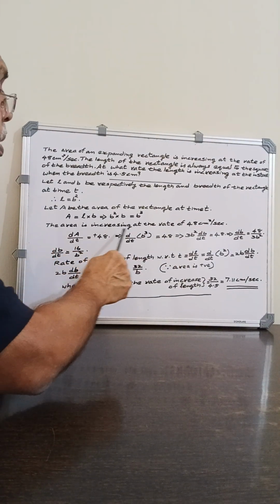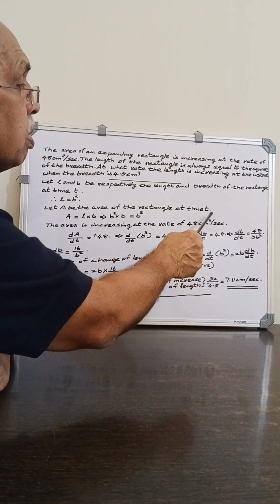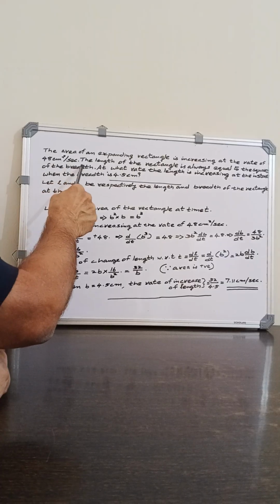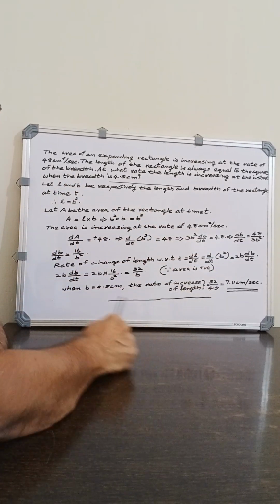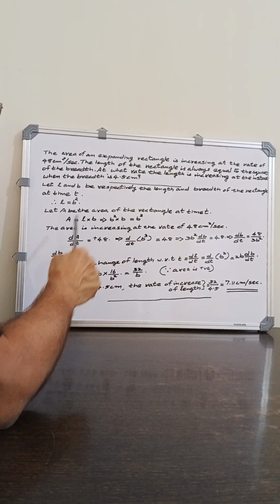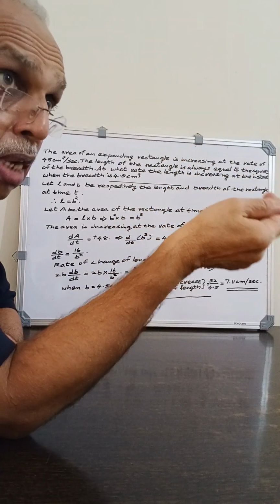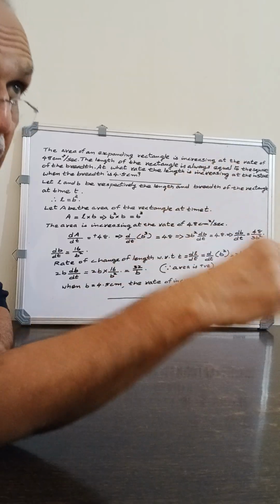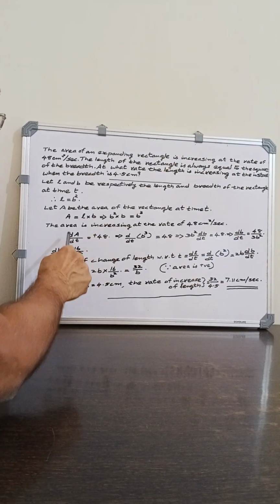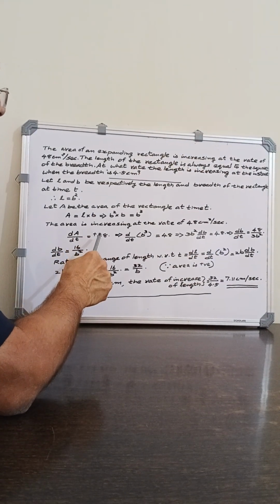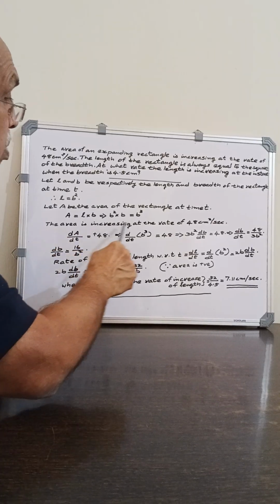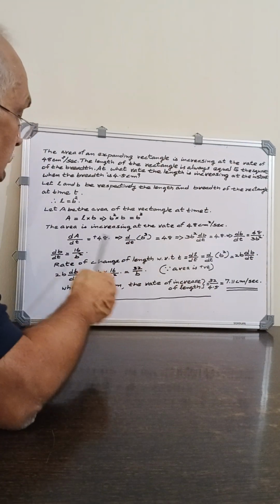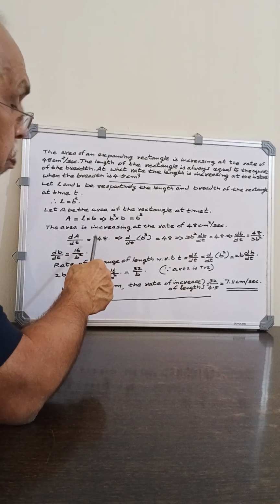Therefore, the area is increasing at the rate of 48 centimeters squared per second. That is given here: 48 centimeters squared per second. Therefore, dA by dt, that means the differential coefficient of area with respect to the parameter t, dA by dt equals plus 48. Why? Because the area is increasing at the rate of 48 centimeters squared per second. Therefore, dA by dt equals plus 48.